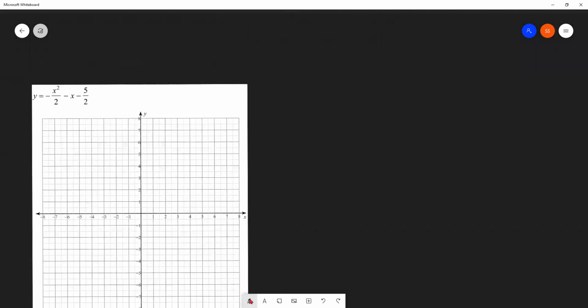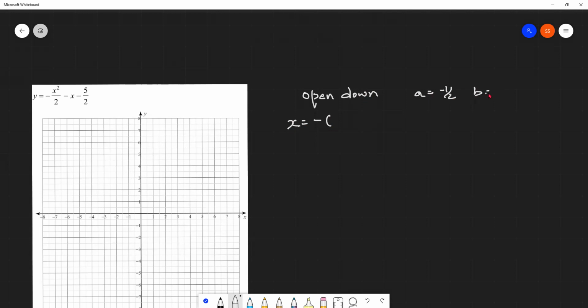In this case, you can easily say that it's open down. We will find x is equal to minus b by 2a. Here a is equal to minus 1 by 2, b is equal to minus 1, and c is equal to minus 5 by 2. Sorry, I did it wrong here. You have to find x is equal to minus b by 2a.